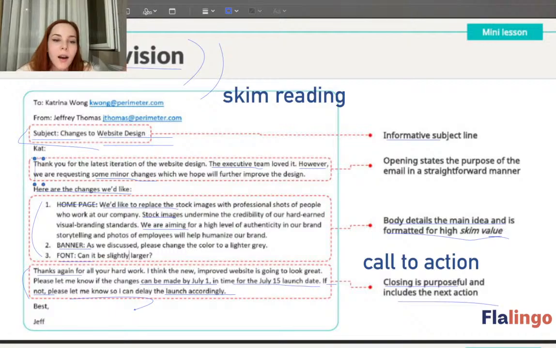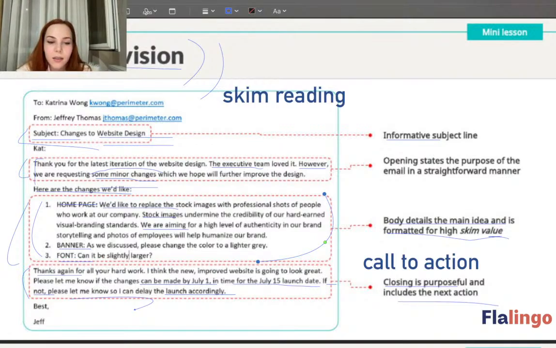The second part, my introduction part. Thank you for the latest iteration. We would like some minor changes. So I'm being straightforward, direct. I told my purpose and my main idea in the introduction part. Great. And the third part is my main ideas and my bulleted lists. Here are the changes we would like. Perfect. Homepage, banner, font. What are the problems? What needed to be changed? I'm just specifying each of them here without being too complicated and confusing.